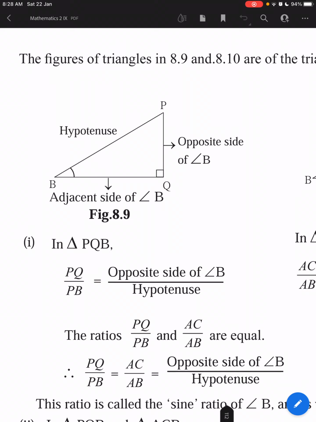So in the given triangle you are observing all the details that I taught you yesterday. When you want to know the definitions of trigonometric ratios, you should know first of all the right angle and the angle which is acute, like angle B, its adjacent side, its opposite side and the hypotenuse.